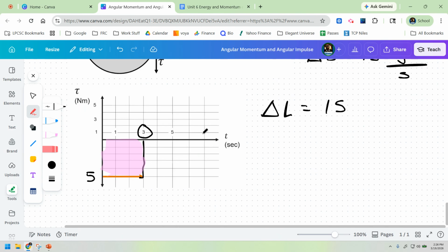But since it's below, why is it below? Why is it at a negative 5? Because it's going clockwise. So technically, even though it's 15 kilogram meters squared, you could write negative 15, or you could just be aware that this is clockwise, right? Because mathematically, this is a negative 15, because you have the negative 5 times 3.